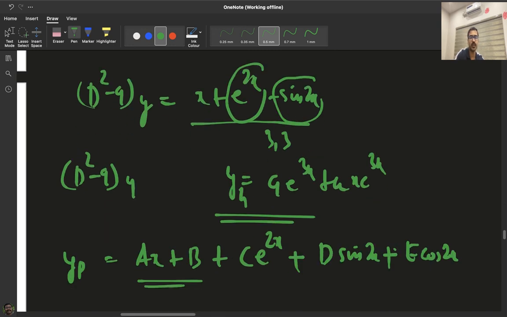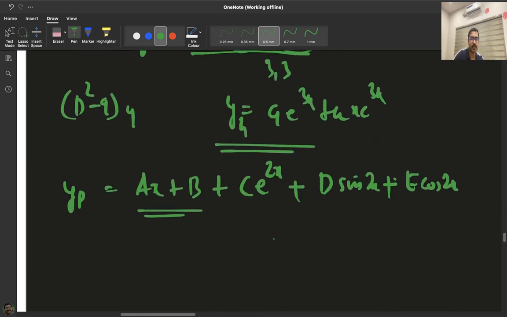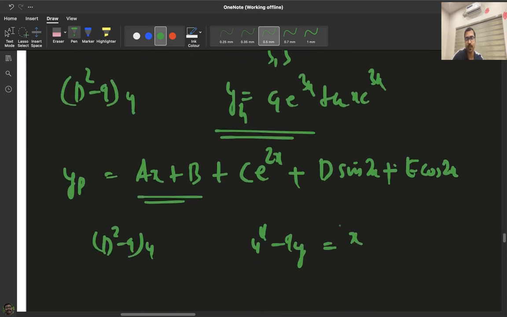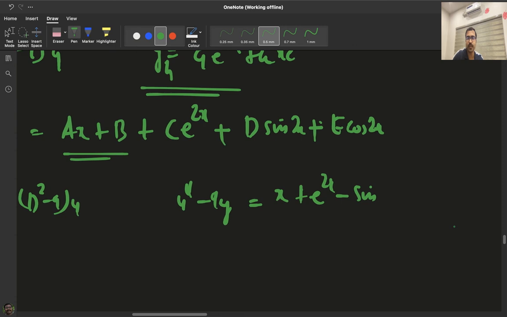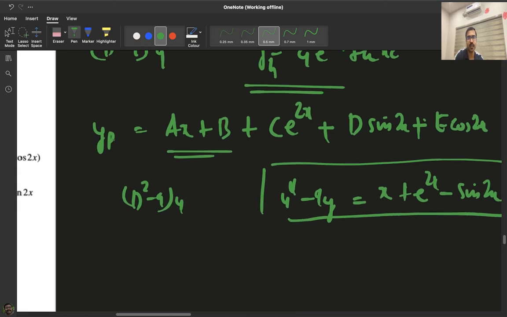So what is your equation? The equation is D square minus 9, so I will write it in this form: y double dash minus 9y is equal to x plus e raised to 2x minus sin 2x. We are going to substitute everything into this equation, so you need y dash and y double dash. Let's try to find them.